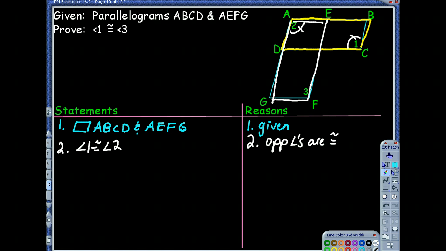All right, so we know that. Now, from the second parallelogram that they've given me, I also know that angle 2 and 3 are congruent for the same reason. So let's go ahead and just put it in there as a step, and I might even label it.